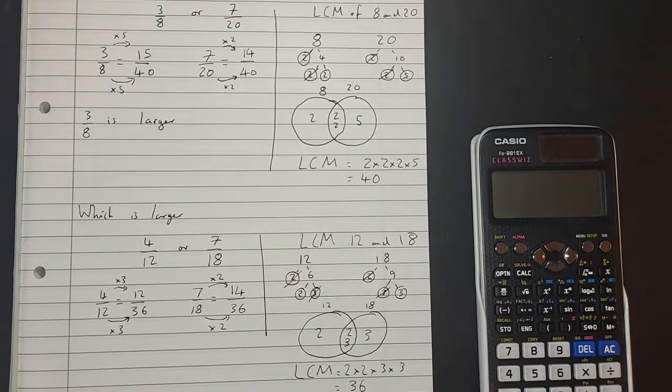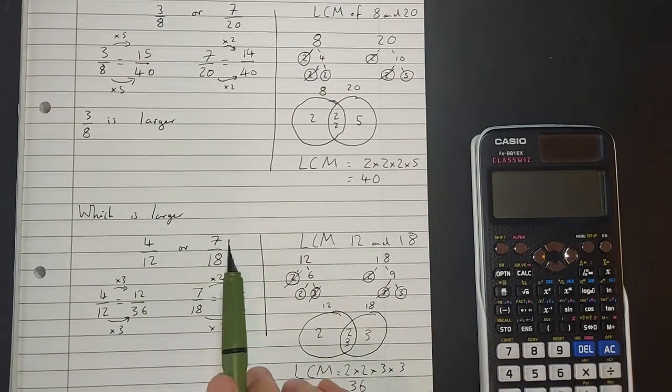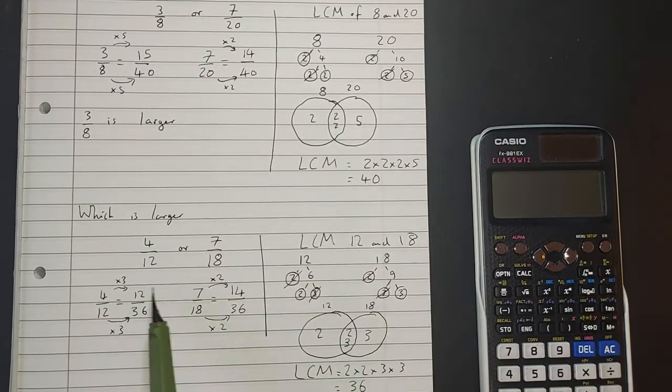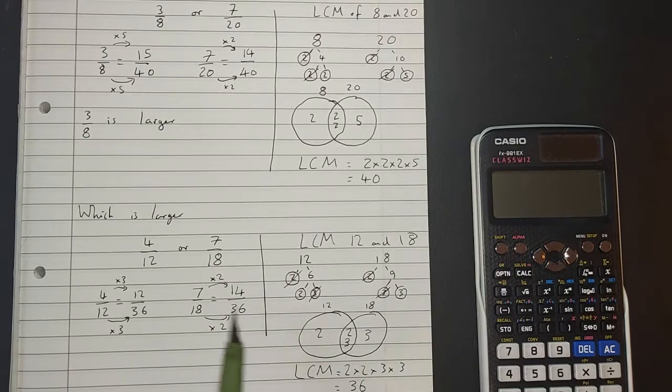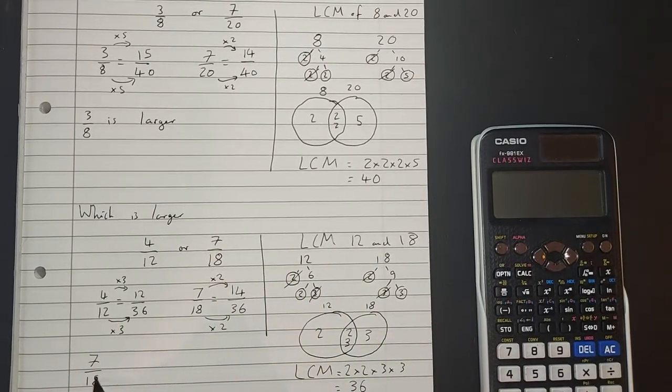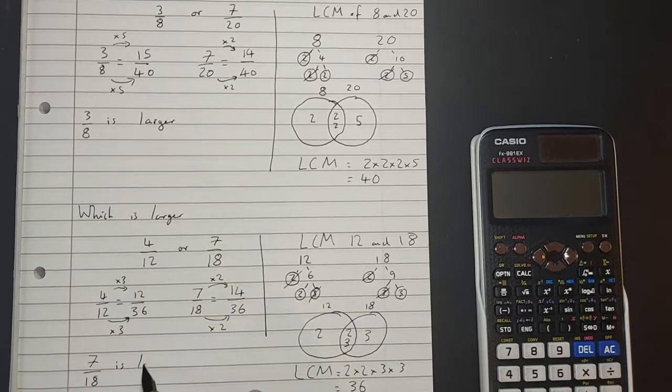So which is larger? 4 over 12 or 7 over 18? Well, 4 over 12 is the same as 12 over 36. 7 over 18 is the same as 14 over 36. 14 over 36 is bigger than 12 over 36, so this must be larger. 7 over 18 is larger.